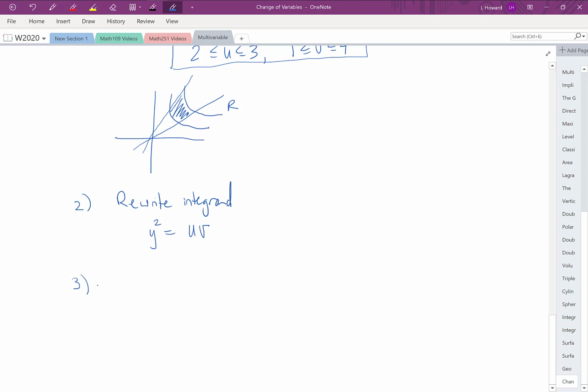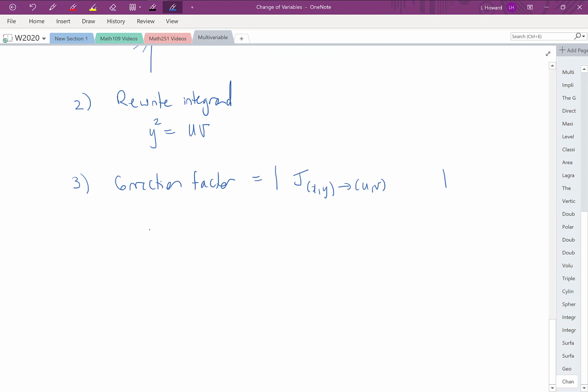In step 3, this is where we're going to find our correction factor. Specifically, our correction factor as we move from xy to uv is going to be the absolute value of a certain Jacobian. In the subscript, we just write what variables we're starting with, xy, and what variables we're going to, uv. Now it turns out that it's going to be easier to calculate the other Jacobian first. So we're going to start by calculating the Jacobian from uv to xy, and just by definition, let's think about what that is.